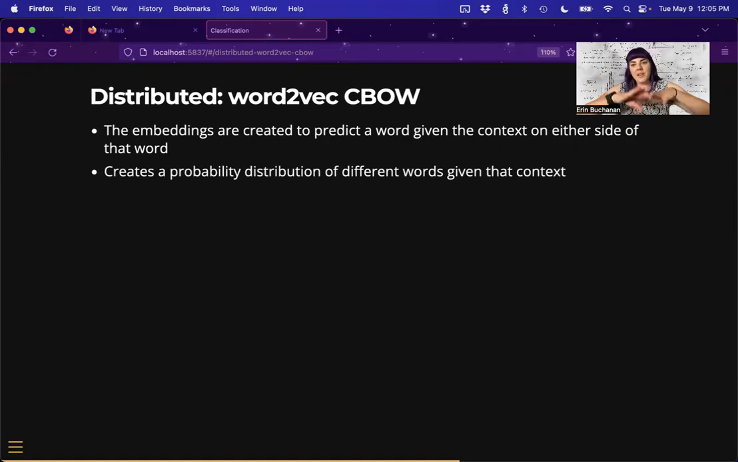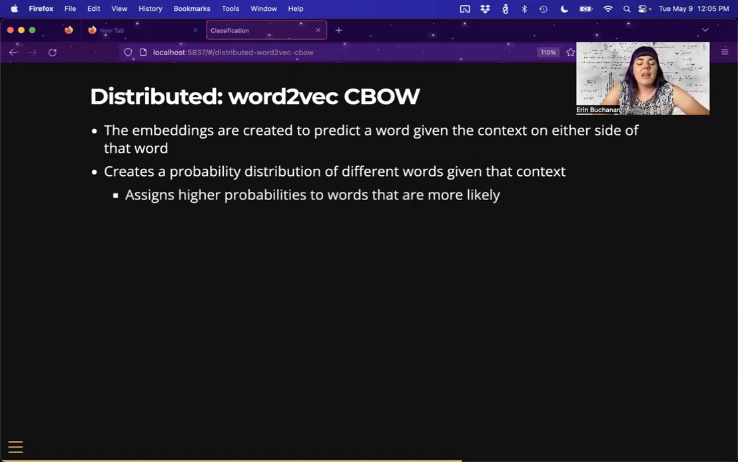So what that does is create a probability distribution of the words. If I have the context, here are all of the words that potentially could go here in the middle. I've got my words on either side, and I'm predicting the one in the middle. I have a probability distribution: the most likely word is this, the next most likely word is that. It gives you all of the words that are probable for that slot.